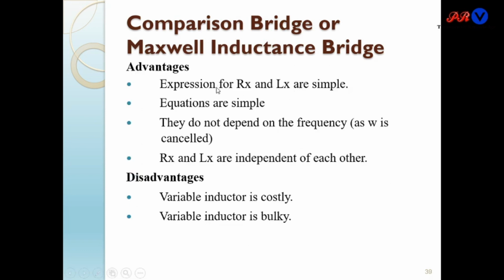Advantage: expressions for Rx and Lx are simple, they do not depend on frequency as omega is cancelled. Rx and Lx are independent of each other. Disadvantage: variable inductor is costly, variable inductor is very bulky. So these are the advantage and disadvantage of the Maxwell inductance bridge.